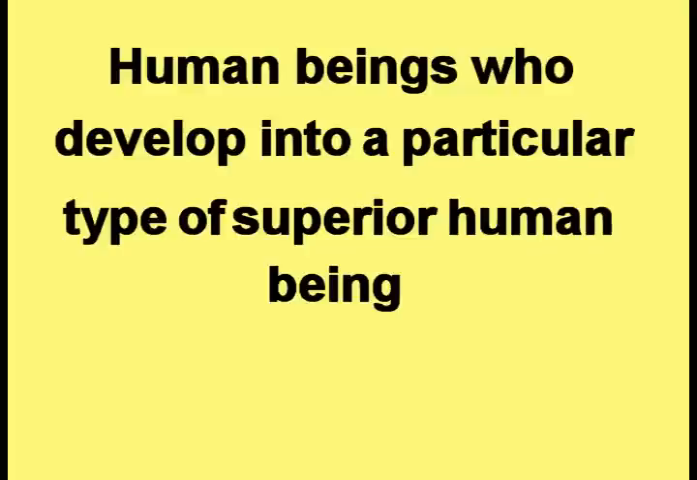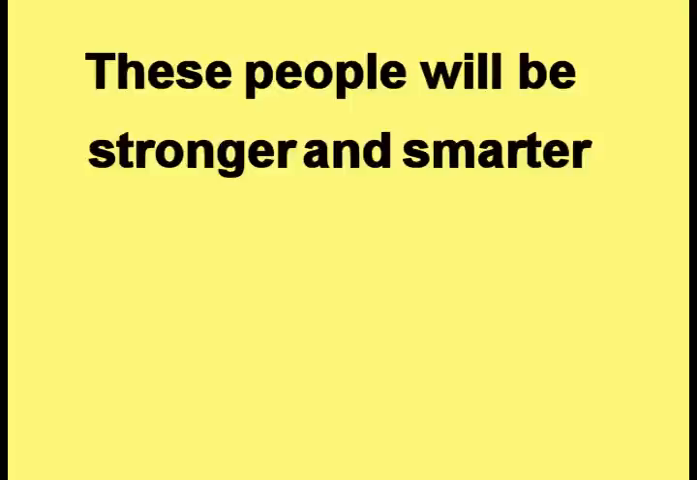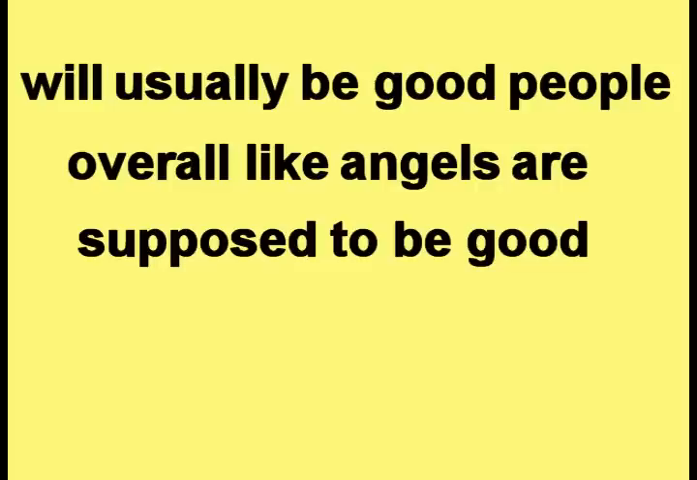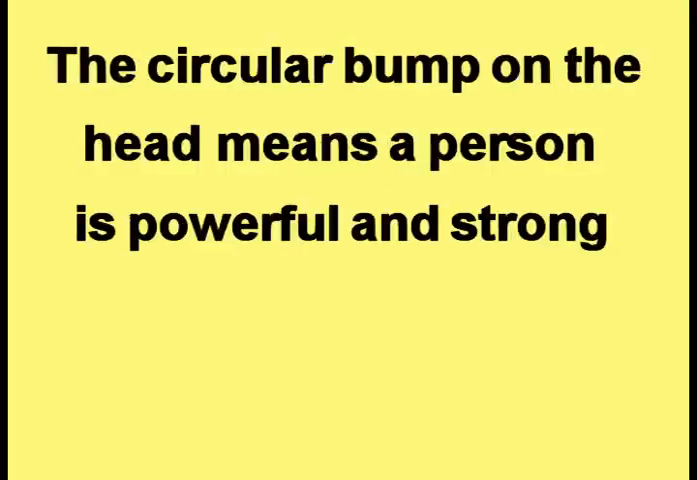Human beings who develop into a particular type of superior human being will grow a large circular bump on their head like the one in this picture. These people will be stronger and smarter than people who do not have that circular bump on their head. People with a circular bump on their head will usually be good people overall, like angels are supposed to be good. It is not always true, though, that a circular bump on the head means a person is as good as an angel. The circular bump on the head means a person is powerful and strong.